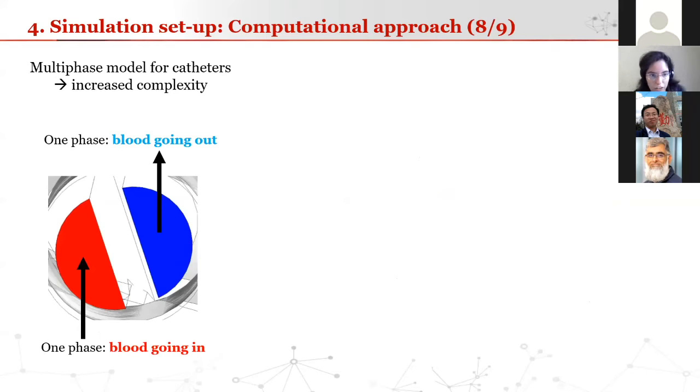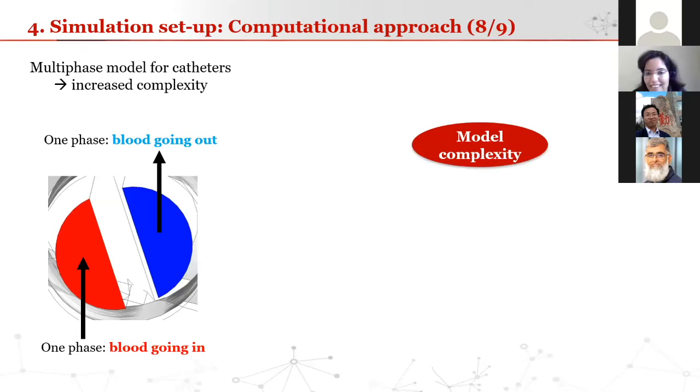For the catheters, we also had to add another level of complexity. So we had to include a multi-phase model. This means that the blood going in through one lumen was modeled as one phase, as you can see in the red side. And the blue side was the blood going out, which was modeled as another phase. So this added another extra set of equations to solve.